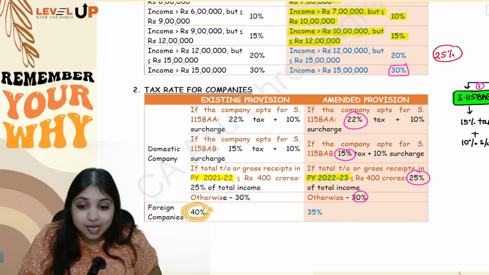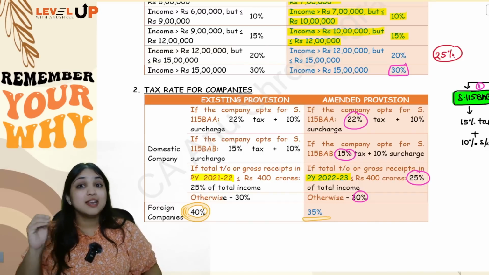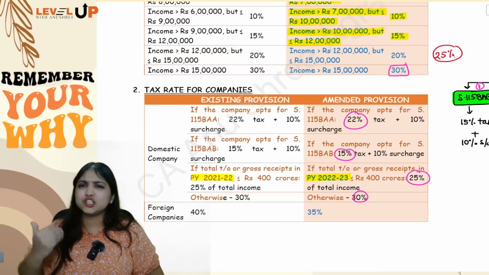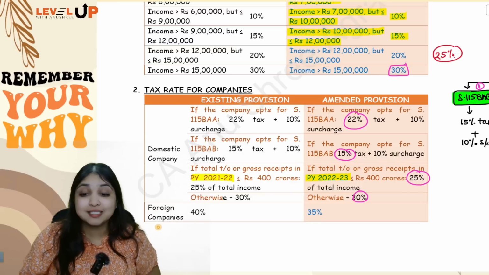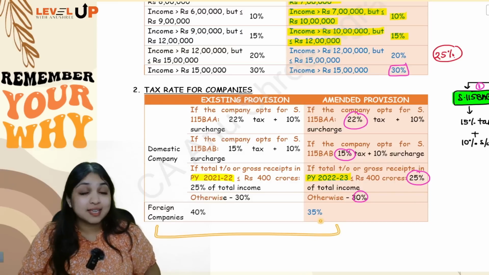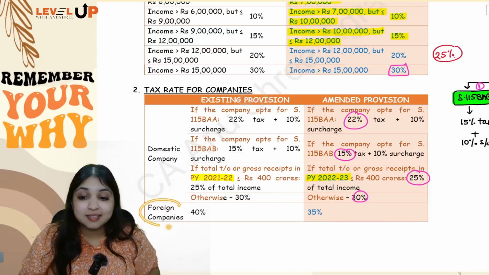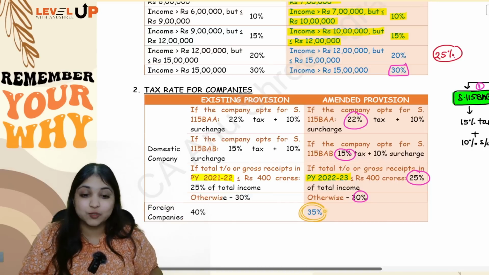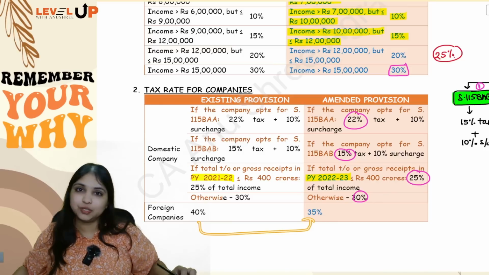Tax rate of foreign companies was earlier 40%, now it is going to be 35%. Now foreign companies tax computation we don't really see at the intermediate level, but from the MCQ point of view this can be asked guys. This can be a very simple 1 mark MCQ question, that what is the tax rate applicable for foreign companies? It's going to be 35%. It has been reduced from 40% to 35%.